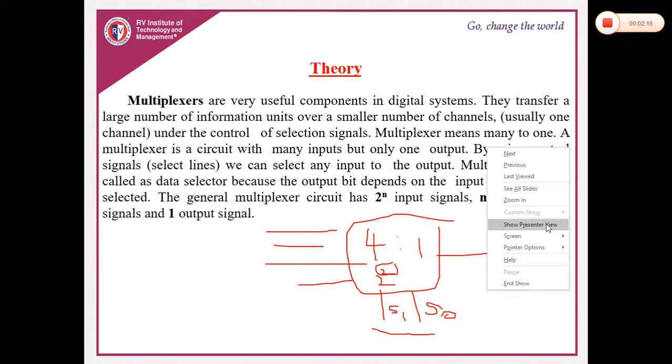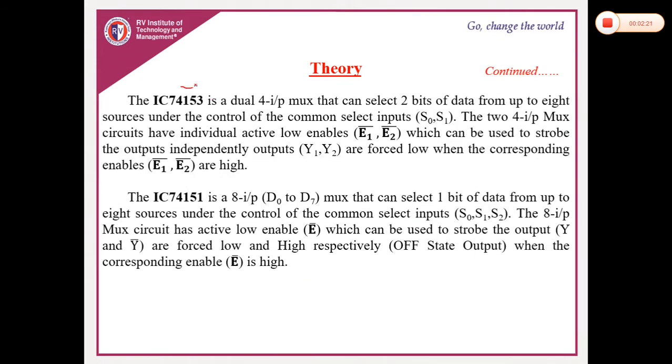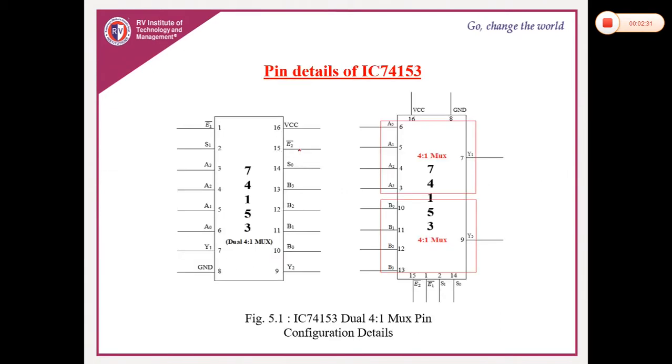Now after knowing something about multiplexers, we have basically different types of ICs. So we'll come across 2 ICs now. One is IC 74153 and one more is IC 74151. Since we are using these 2 ICs in the experiment, we should know something about these ICs also. So first IC is 74153 IC. What is this IC 74153? Basically this IC 74153 is a dual 4:1 multiplexer IC, and it is a 16 pin IC.